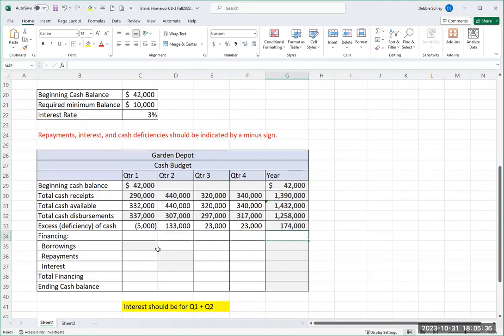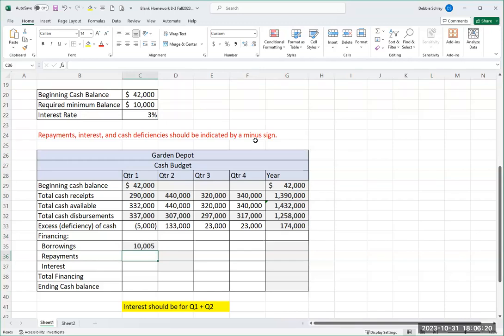Now on to our financing. So if you'll recall, they want my ending cash balance for each quarter to be at least $10,000. And if it's not at least $10,000, then I need to borrow enough money that my ending cash balance will be $10,000. So if I am already $5,000 in the hole, I need to borrow $5,000 plus what they want my ending cash balance to be.